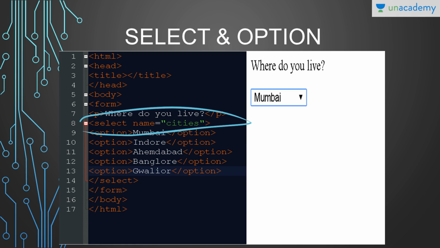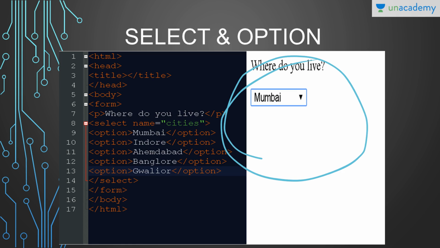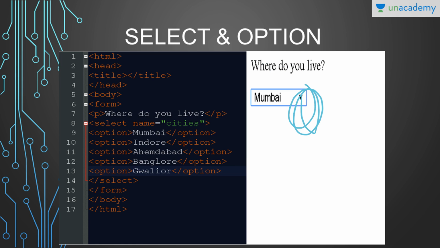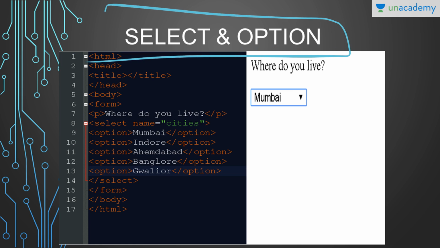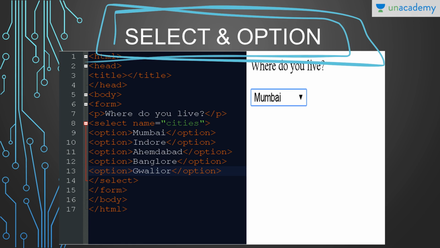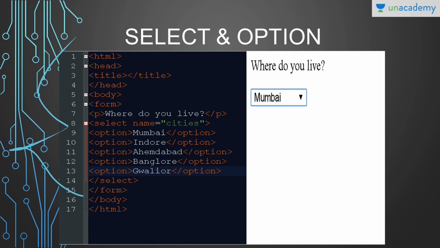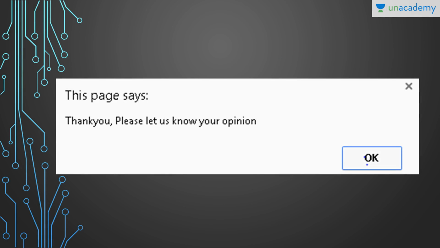You simply use the select opening and closing tag, and in between you use the option opening and closing tags with whatever option you want. So whenever I click here, the options are Mumbai, Indore, Ahmedabad, Bangalore and Gwalior. In this way we can select any of the options using the option tag. These are very important while selecting your city, state or country. So in this way we use select, option and multiple input types.